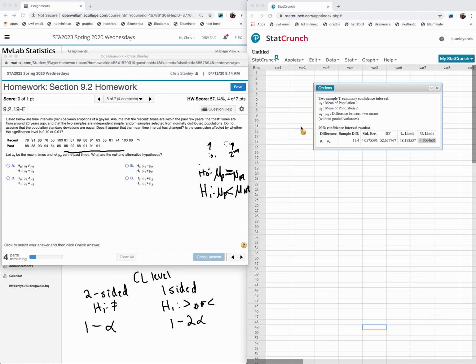Now, this would be the last one we do here. So they have these eruptions of a geyser. This is like the time in between the geyser exploding up. And so we don't have to put the data in, good. So what we could do is open up the data, they'll put the data in for us.